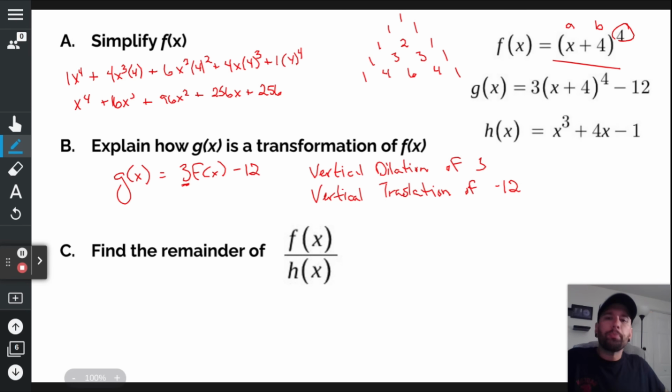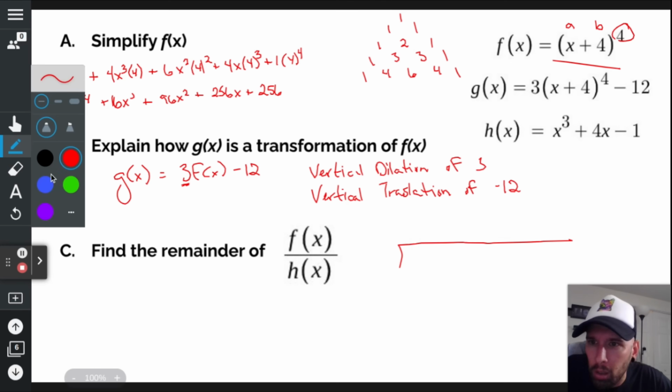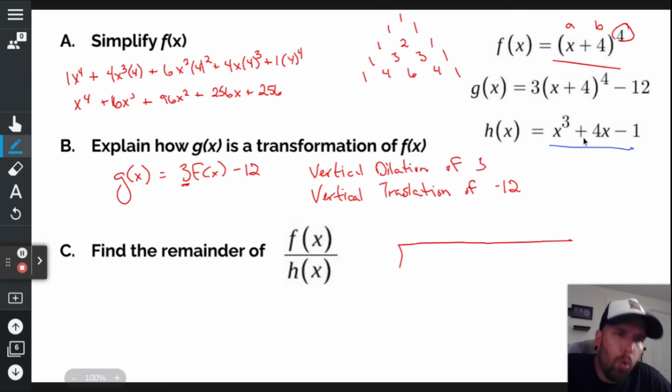All right. Find the remainder of f of x over h of x. Well, I found out what f of x was. I have h of x right there. Polynomial long division. I don't think I even gave myself enough space. Time to draw small. h of x is this. I'm missing an x squared, so make sure you fill that in: x to the third plus 0x squared plus 4x minus 1.